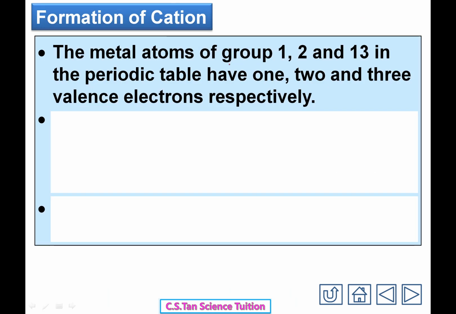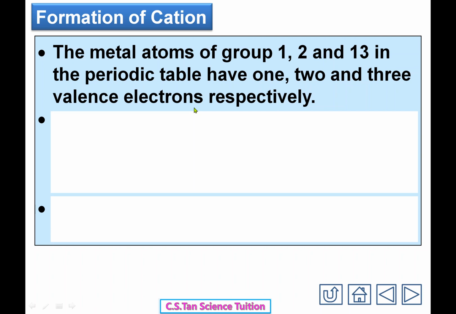So now, the formation of the cation. What is meant by cation? Positive or negative? Positive. But how do I know it is positive? You see at the center of the name you can see a positive. So, formation of the cation, or formation of the positive ion. Where does the cation come from? The metal atoms of group 1, group 2, and group 13 in the periodic table have 1 valence electron for group 1, 2 for group 2, and 3 for group 13.